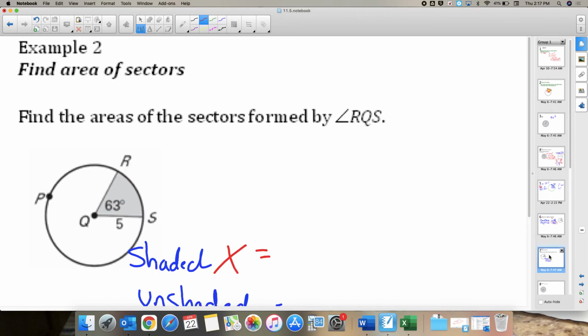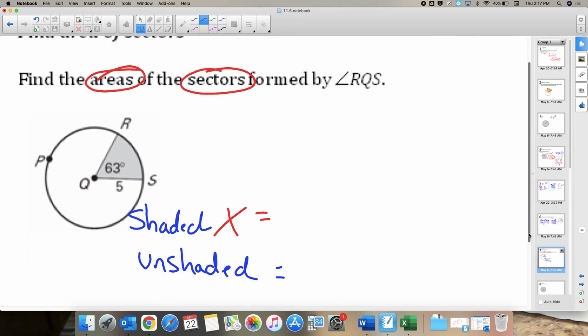The other difference here is when you look at the directions, they're going to ask for the areas of the sectors. Plural, meaning there are 2 of them. We have a shaded section and an unshaded section now. So, find the areas of our sectors formed by angle RQS. So if angle RQS is 63 degrees, then my arc is 63 degrees. So we know we have our 63 out of 360.